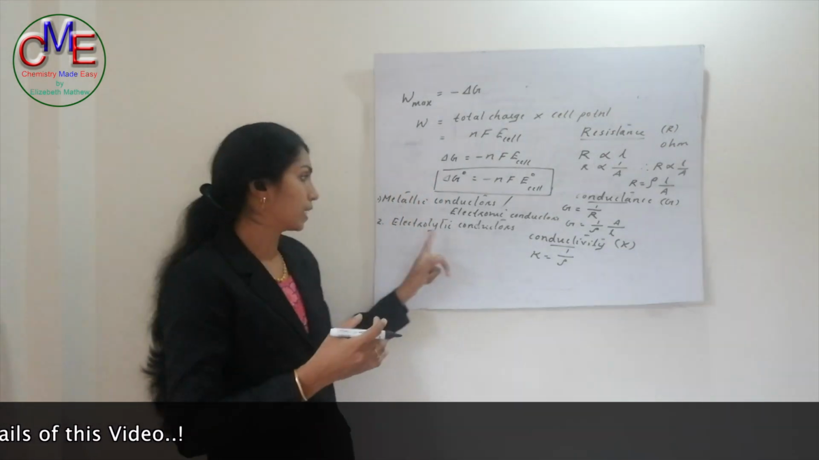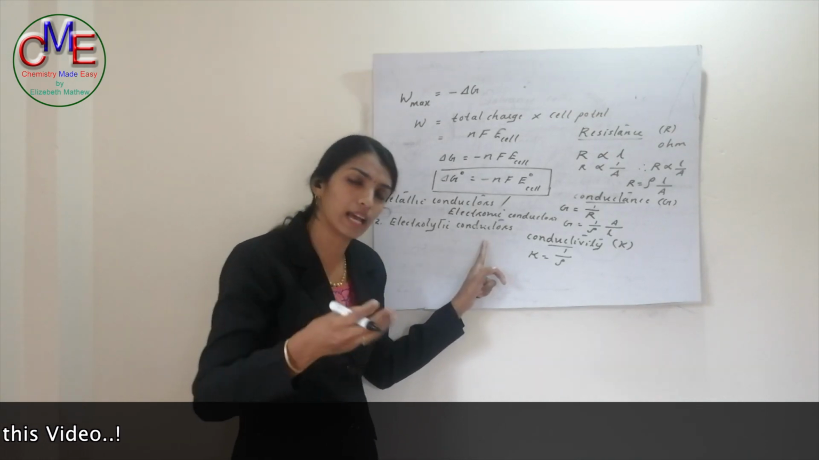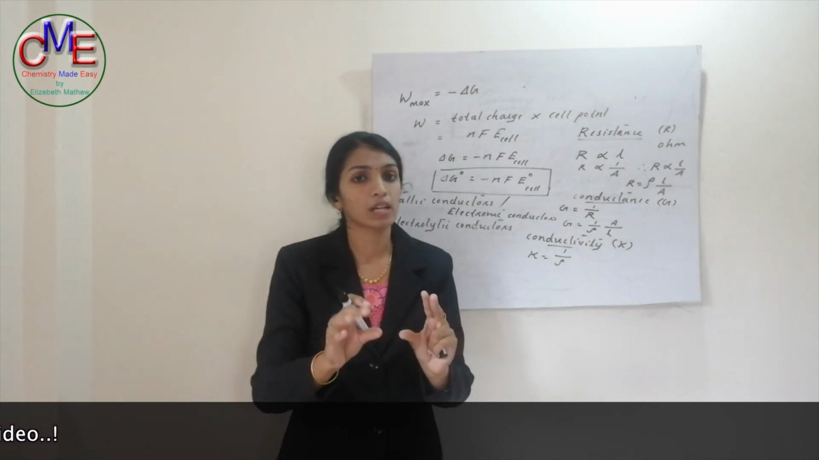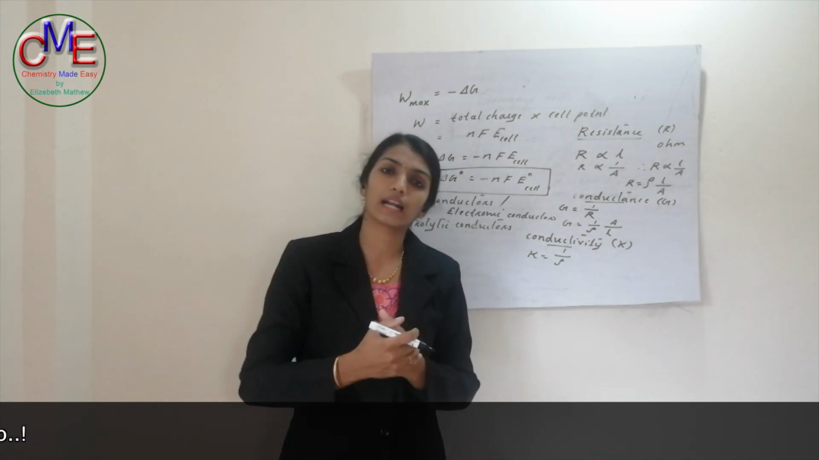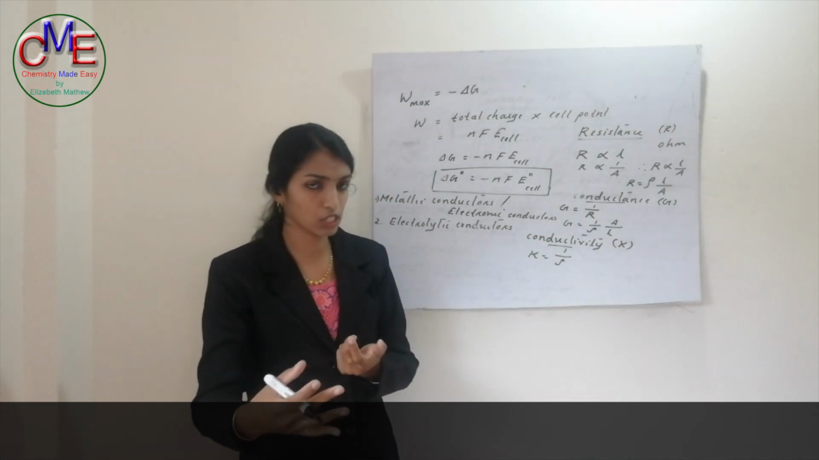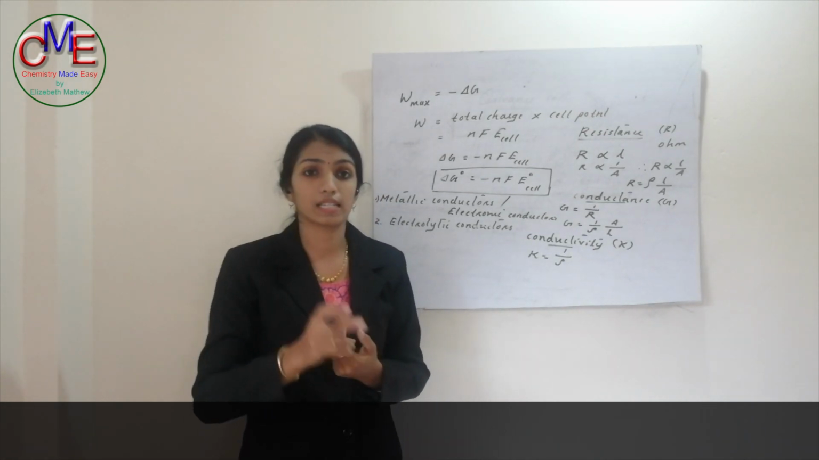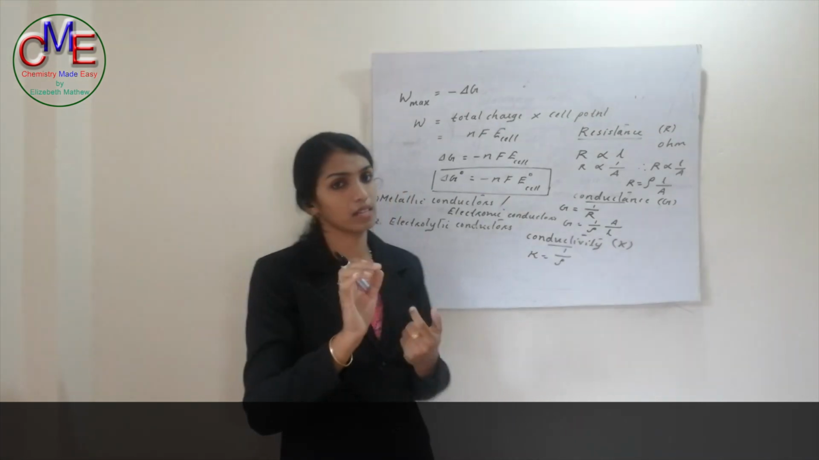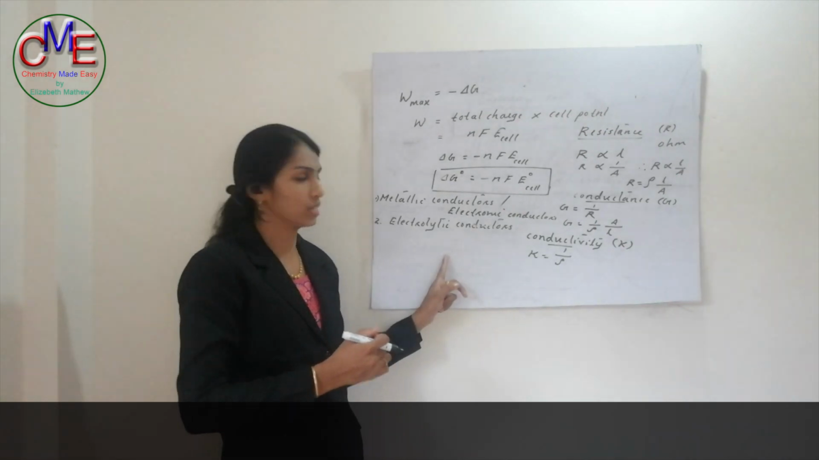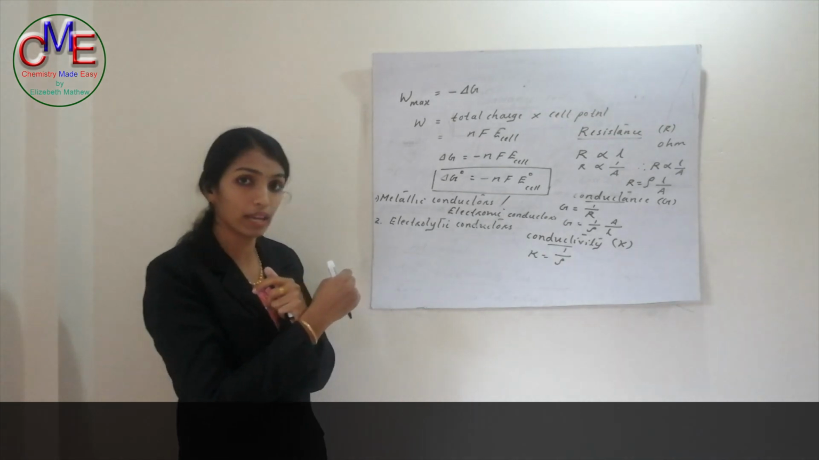The next type is electrolytic conductors. Electrolytes are current carriers. Through electrolytes, current can easily pass. Due to the presence of ions, these become good conductors. Metallic conductors, due to the presence of free electrons, can conduct. Electrons are the current carriers in metallic conductors, whereas ions are the current carriers in electrolytic conductors. So, electrolytic conductors are otherwise known as ionic conductors.